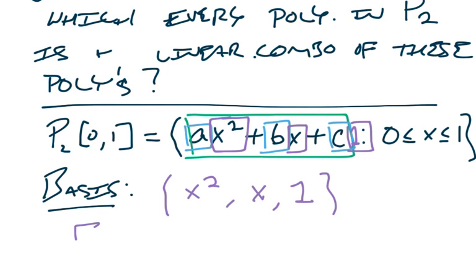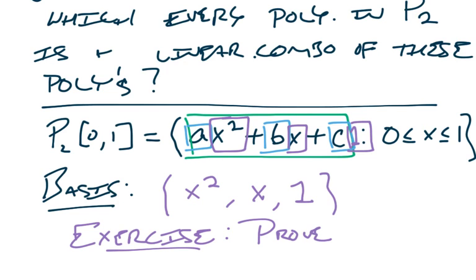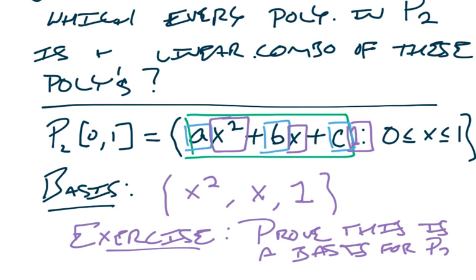All right, so as an exercise, prove that this is a basis for P2. In other words, check linear independence and check that it spans the entire space, meaning every single polynomial in P2 can be written as a linear combination of those three polynomials, x squared, x, and 1.